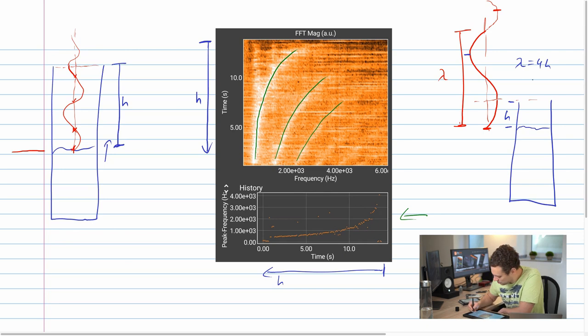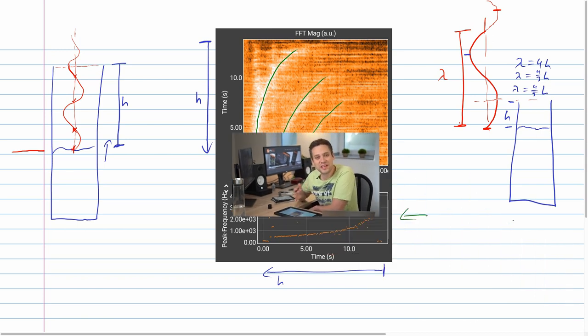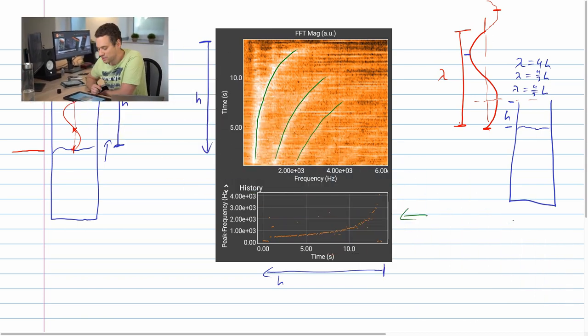And this means this also works for lambda being 4/3 of the height of the air column, or lambda being 4/5 of the height of the air column, and so on. Now to get to the frequency, we need the relationship between the frequency, the wavelength, and the speed of sound, which is simply that the frequency is the speed of sound, we call it C here, divided by the wavelength.